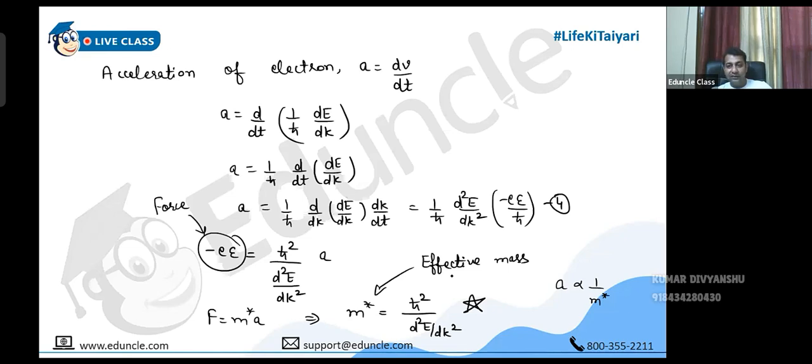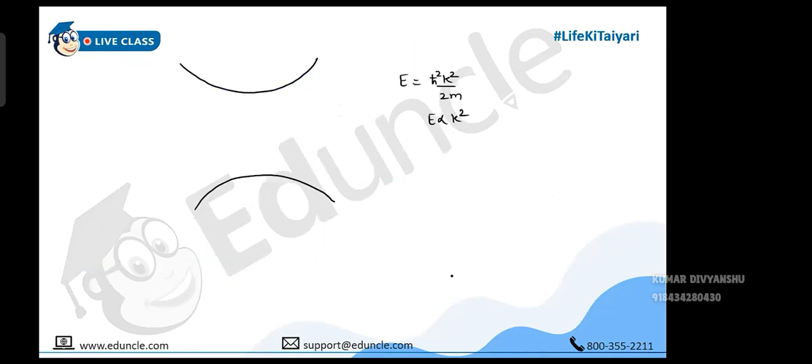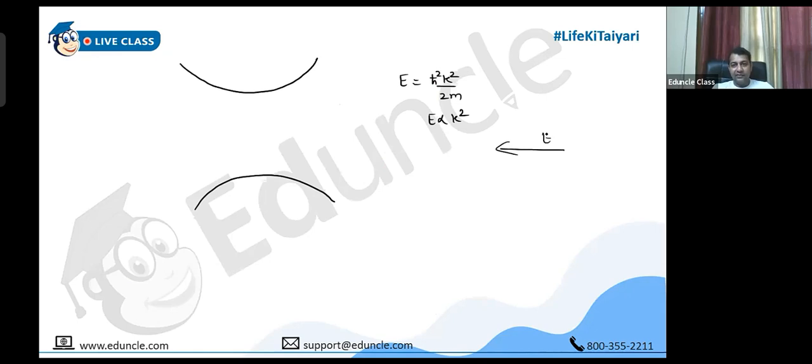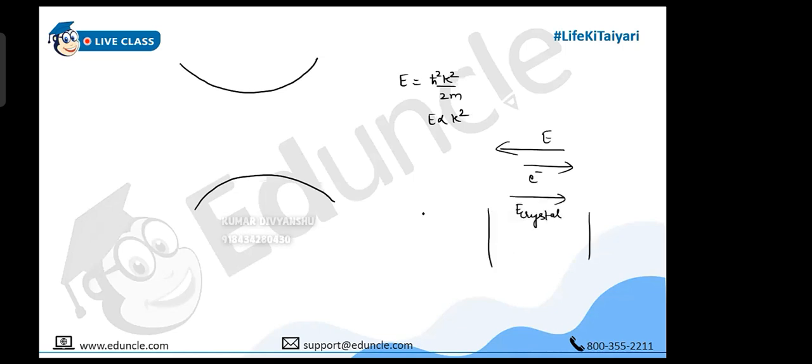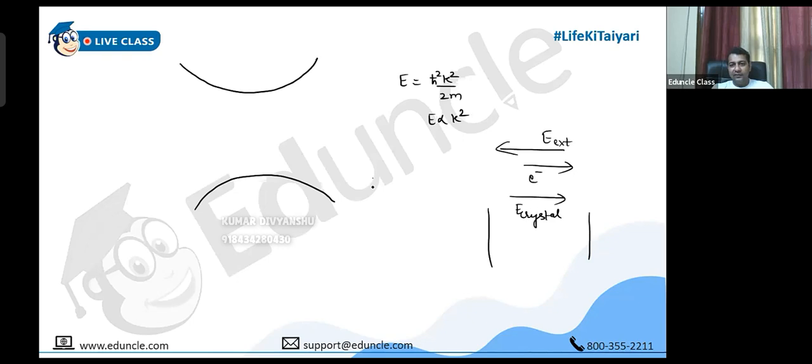Still doubtful? See, this is the field you have applied in this direction. So normally the electron will travel along this direction because it is negatively charged. And the crystal field is in this direction. Clear? So earlier I am assuming that this external field is greater than this crystal field. So electron was moving in that direction, so nothing wrong. So that's why its mass is positive. And it will be heavier also.